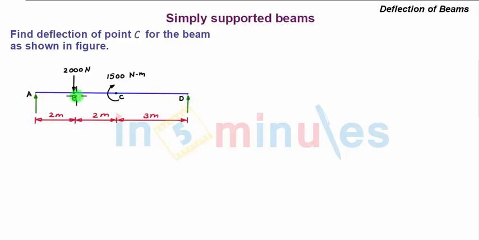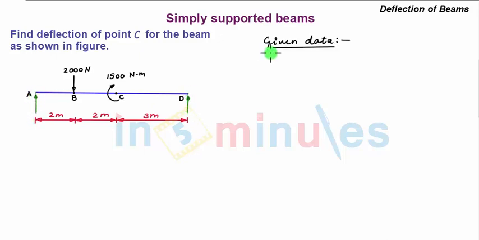This blue line represents the beam, and it has one downward vertical load of 2000 Newton at a distance of 2 meter from one end, and a clockwise moment of 1500 Newton meter at a distance of 4 meter from the left end, and at the two ends we have the vertical support reactions.